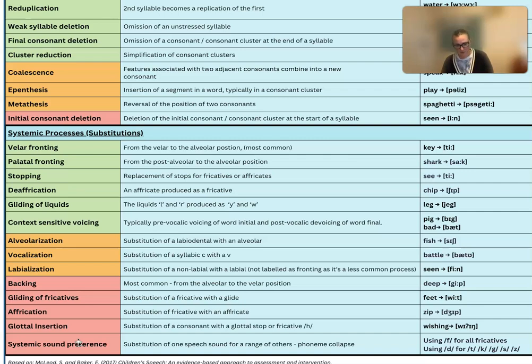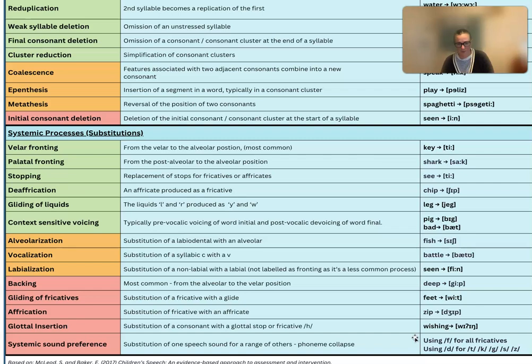So let's give an example for this. If a child uses f for every single fricative, which is unusual in itself, that would be disordered. Even every single one would be disordered, apart from a v to an f, which would be devoicing. But if an s goes to an f, obviously that's an unusual one. If they use it for all, that will then push them into that systemic sound preference and would be classified as atypical.